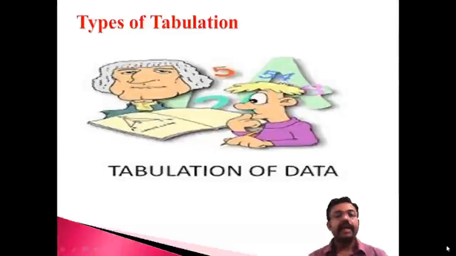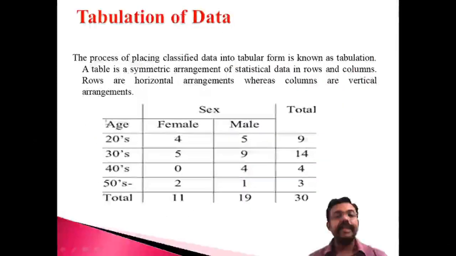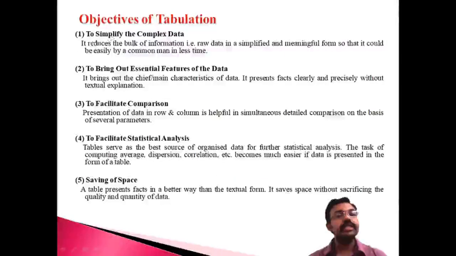For example, suppose there is a table regarding age and sex. These variables are systematically represented in the table. Suppose you speak orally or write it out, it is very complex. So tables overcome all the limitations of oral and written representation. Tables are easily understood and always clear. So the first important objective of tabulation is to simplify the complex data. Bulk information can be reduced with the help of a proper table.